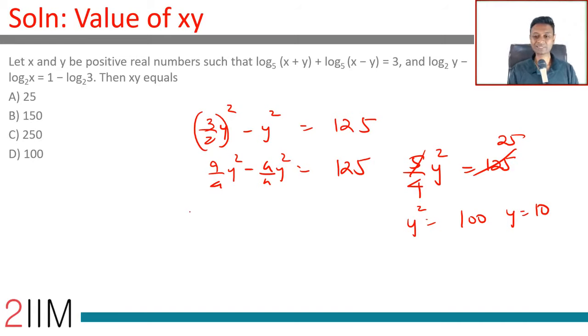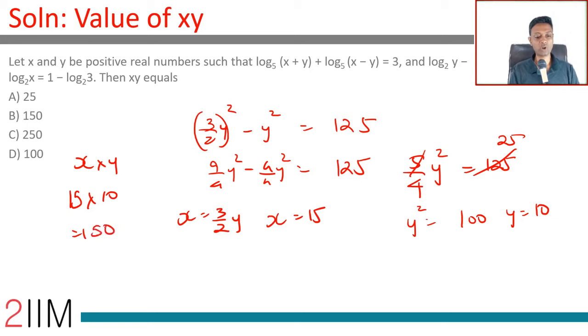Y is 10. Y cannot be minus 10. Therefore, we know that 5 by 4 into y square is 25. Y is 10. We know that x is 3 by 2 y, or x is 15. X into y is 15 into 10, which is 150. Key things here: using the product formula to simplify this, writing this 1 as log 2 to the base 2. With this, we'll get x square minus y square is something. The second one gives us x in terms of y or y in terms of x. Simplify and find out. We are through.